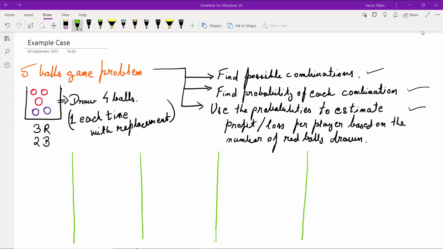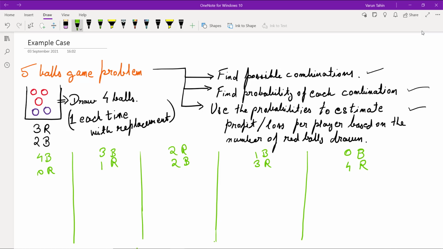What can be the possible arrangements? We can either have 4 blue balls and 0 red balls, then 3 blue balls and 1 red ball, then 2 red balls and 2 blue balls, then 1 blue ball and 3 red balls, and 0 blue balls and all 4 as red balls. This sums up to 4 balls in total. We are choosing 4 balls, and out of that we have these possible combinations.